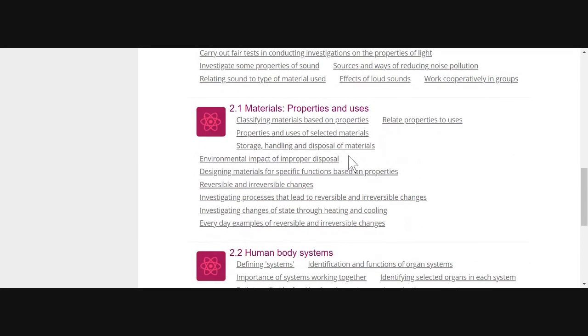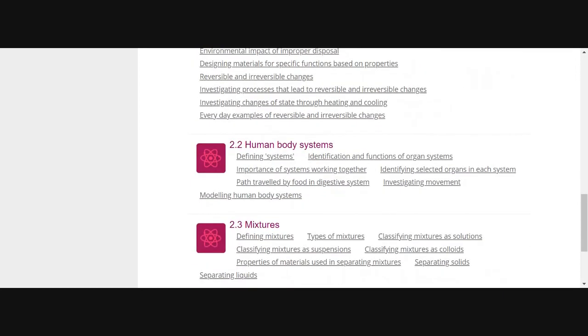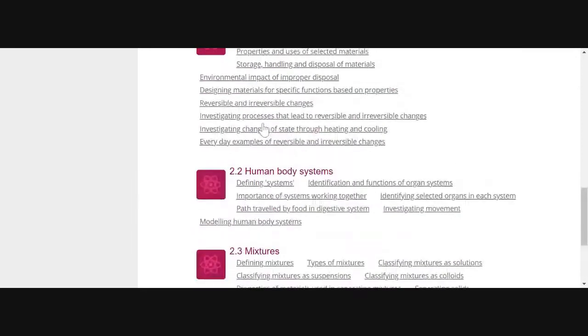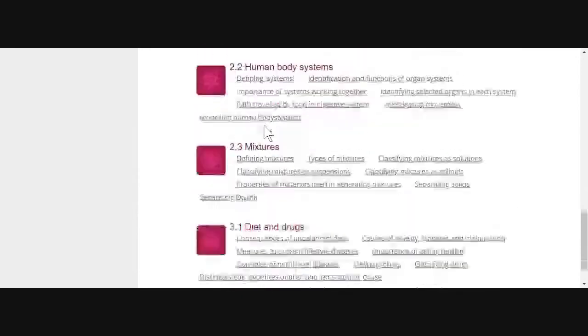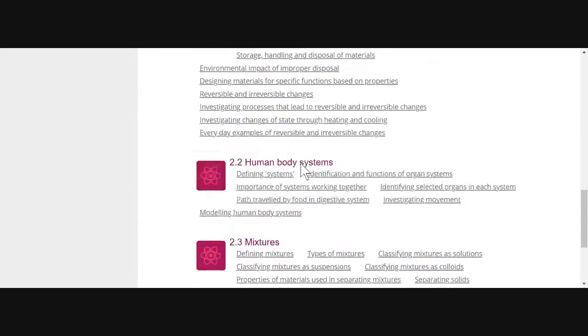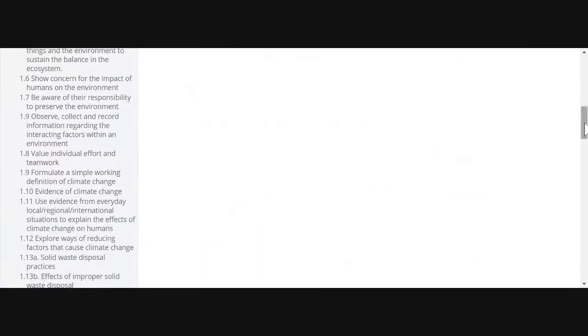Term 2, you should be doing this now: materials, properties, and uses. So you're going to classify materials based on their properties. And then in term 2, you're doing human body systems. Term 2, you're doing mixtures. So it's a heavy term for science. Yes, you have 3 big topics. And then in term 3, pretty light, you have diet and drugs. Okay. So, I mean, we have everything that you're supposed to know on the Learning Hub.